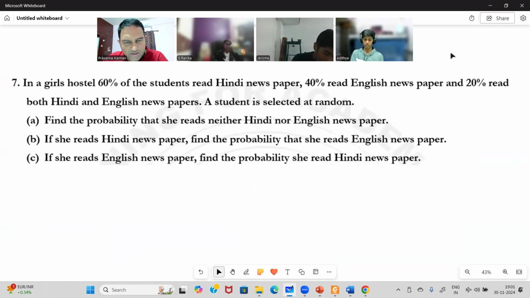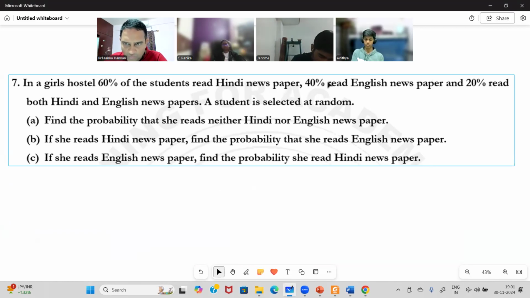Okay, in a girls' hostel, 60% of the students read Hindi newspaper, 40% read English newspaper, and 20% read both English and Hindi newspapers. A student is selected at random. First question, find the probability she reads neither Hindi nor English. Second one, if she reads Hindi newspaper, find the probability that she reads English newspaper. And C is, if she reads English newspaper, find the probability she reads Hindi newspaper.